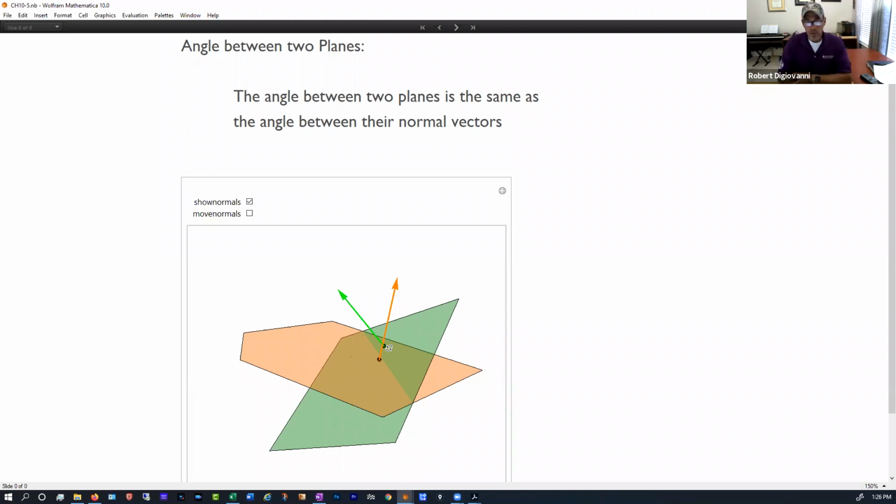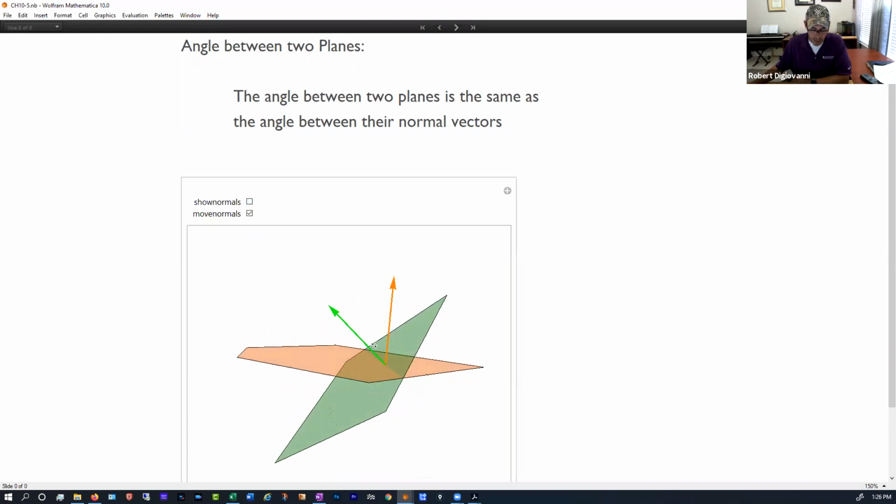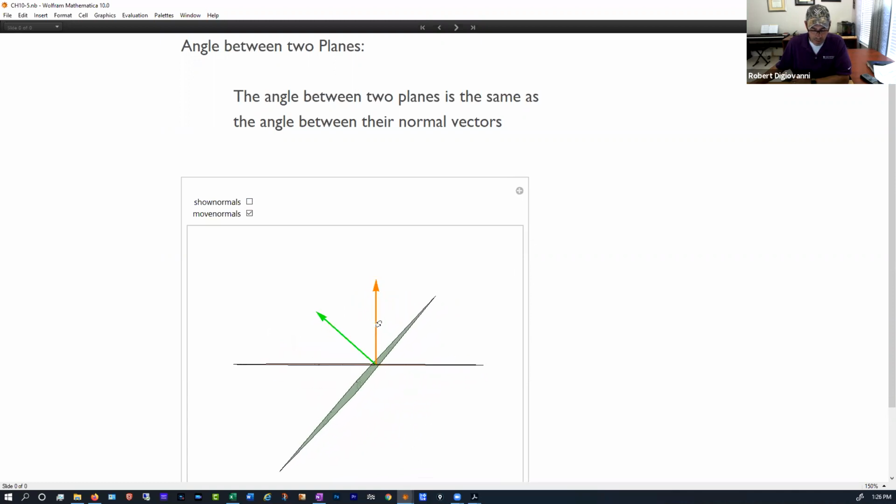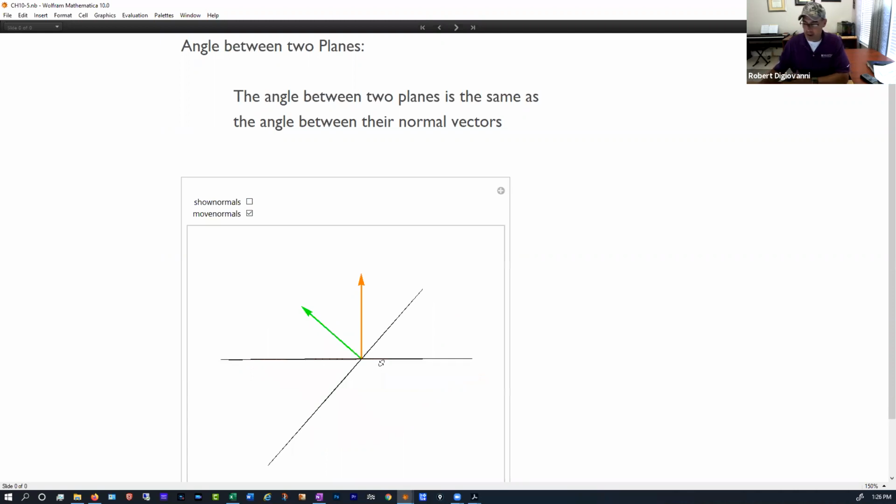So all we have to do is find the angle between them. And remember, vectors can be moved around. So I can move those normals around where they're both going to the same point. And I think it's a little easier to see from that perspective that that angle here should correspond to that angle here. Okay. Now, the question is, how do we find the angle between two vectors?